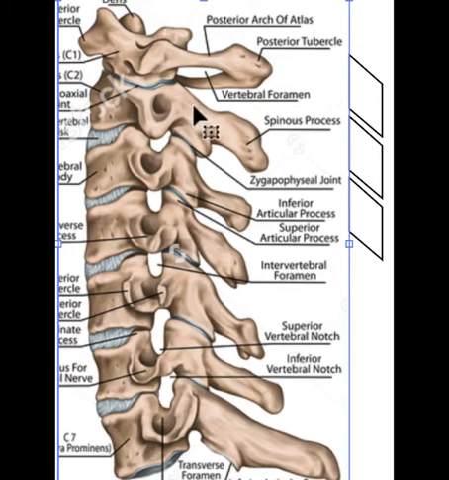So as long as you understand this, that C2 is made to make a joint with C1 and C3, you can immediately understand the anatomy of C2.